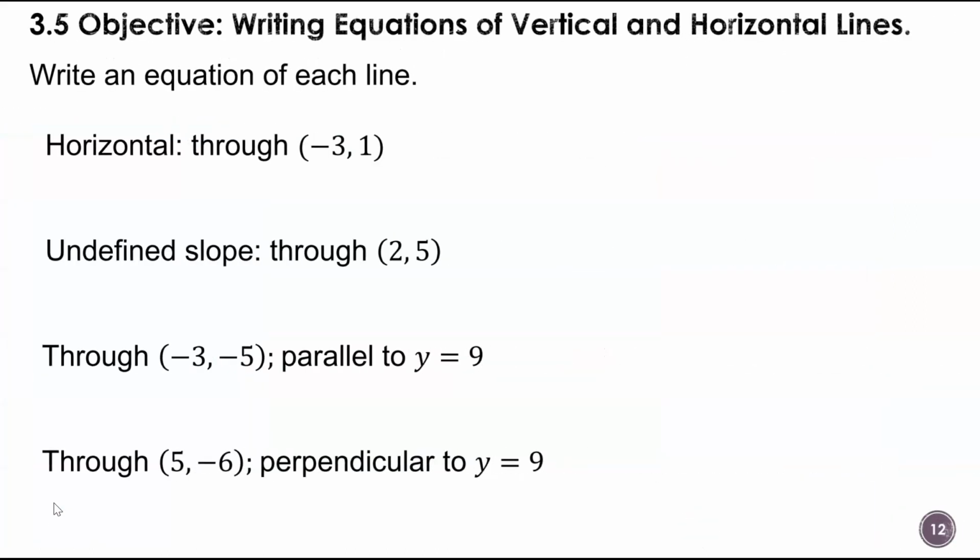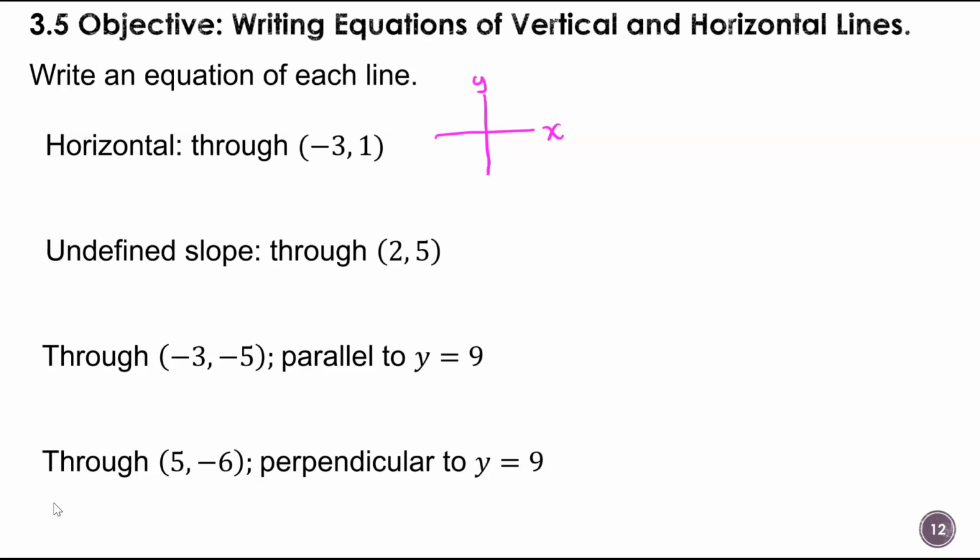All right. These are some that are kind of thinking questions, okay? It says write an equation of each line. And so the first one says we want our line to be horizontal and it needs to go through -3, 1, okay? So if I look at this on a graph, let's just put a graph right here. Just a simple little graph.